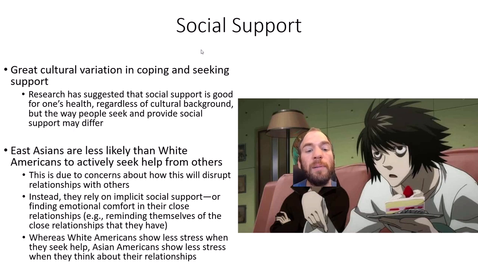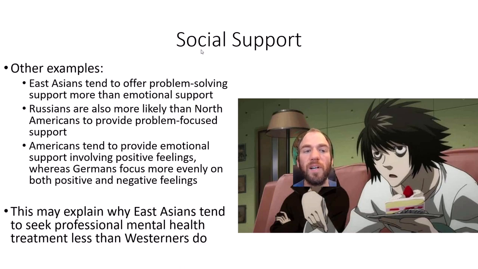This is due to concerns about how this will disrupt relationships with others. Instead, they rely on implicit social support, or finding emotional comfort in their close relationships, reminding themselves of the close relationships that they have. Whereas white Americans show less stress when they seek help, Asian Americans show less stress when they think about their relationships. Other examples include East Asians tend to offer problem-solving support more than emotional support.